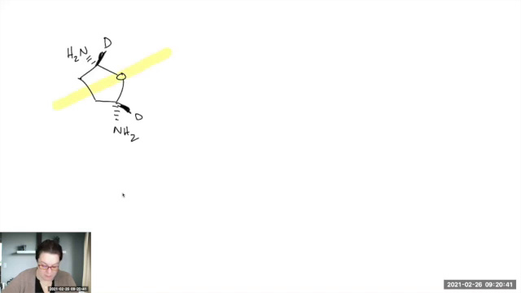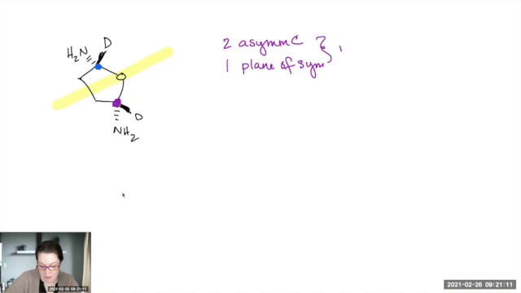You do have a plane of symmetry that runs right through here. We also have 2 asymmetric carbons. We have one at the top here where we have an amine attached, and we have one at the bottom here where we have the other amine attached. But we do have a plane of symmetry. So we have 2 asymmetric carbons and 1 plane of symmetry. Therefore, we have a meso compound, which is achiral. It is not chiral.